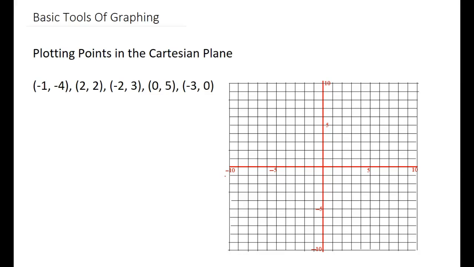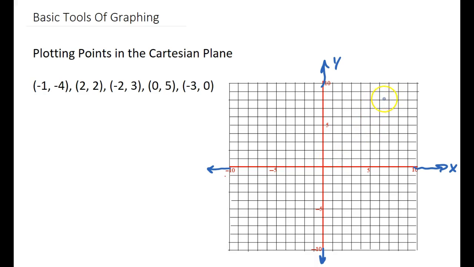Alright, let's learn about the basic tools of graphing. And we're going to graph in the Cartesian plane, named after René Descartes. And it extends forever in the x direction, both positive and negative, and in the y direction, both positive and negative. So you'll notice that x is horizontal and y is vertical.